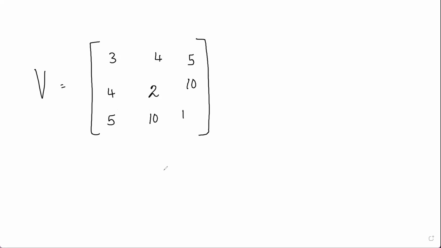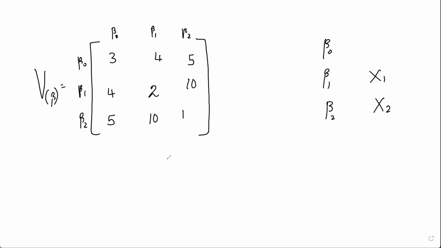Okay, so by looking at this, what can you say? We have beta naught, beta 1, and beta 2. That means we have x1 and x2 in the model, right? So this is going in order. This column is for beta naught, this column is for beta 1, this column is for beta 2. Here this row is for beta naught, beta 1, and beta 2, right? So the variance of beta naught is this one, right?